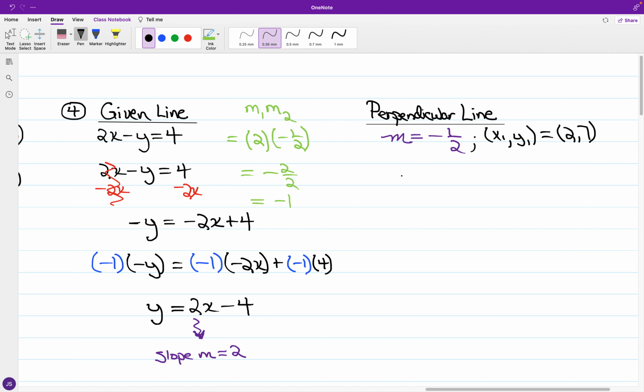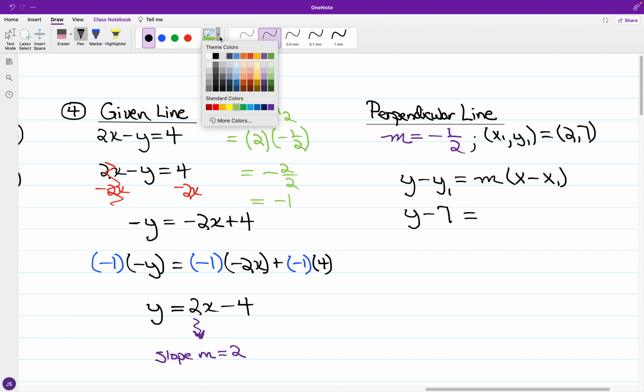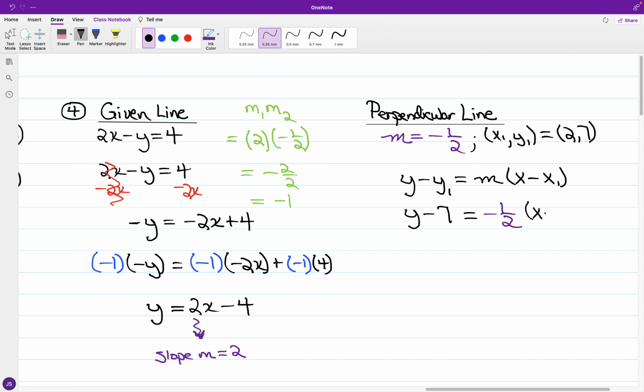Okay, and again, just creating the point slope formula backdrop. So you have y minus y1 is equal to the slope m times the quantity of x minus x1. So for y minus y1, you have y minus 7, and with the slope m, you have a negative 1/2, times the quantity of x minus 2. So this is your point slope formula.